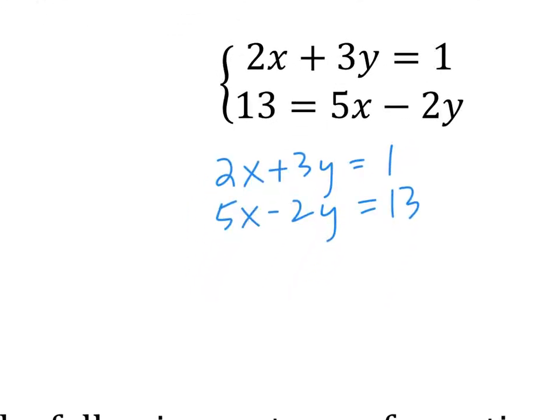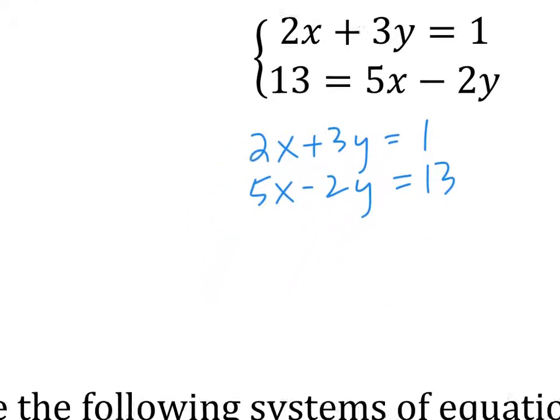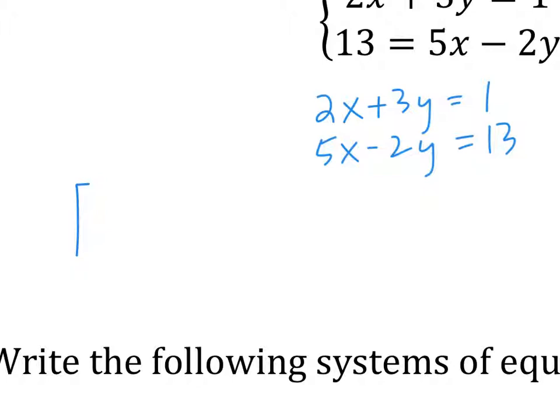Now what we're going to do is rewrite this as matrices. So the coefficients go together as one matrix. So it goes 2, 3, 5, negative 2. Like that. Okay, so the coefficients, take all the numbers, coefficients, put them into one matrix.